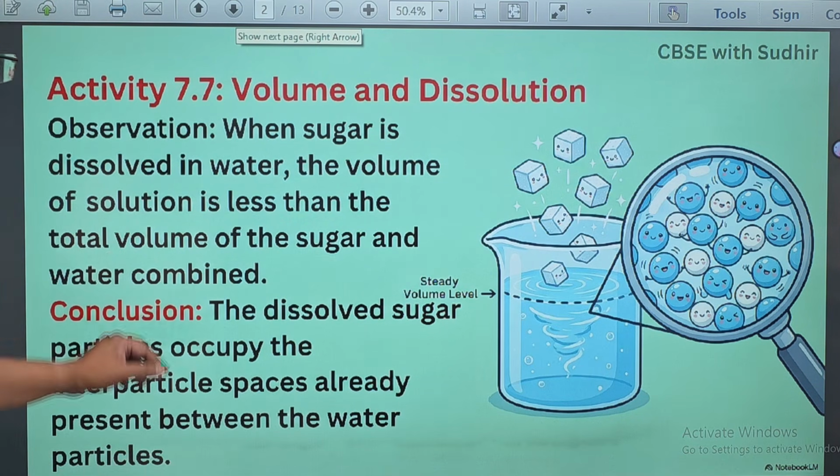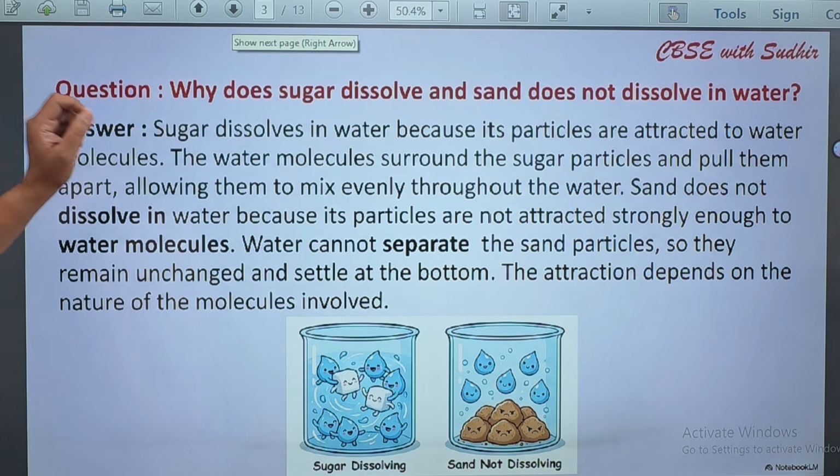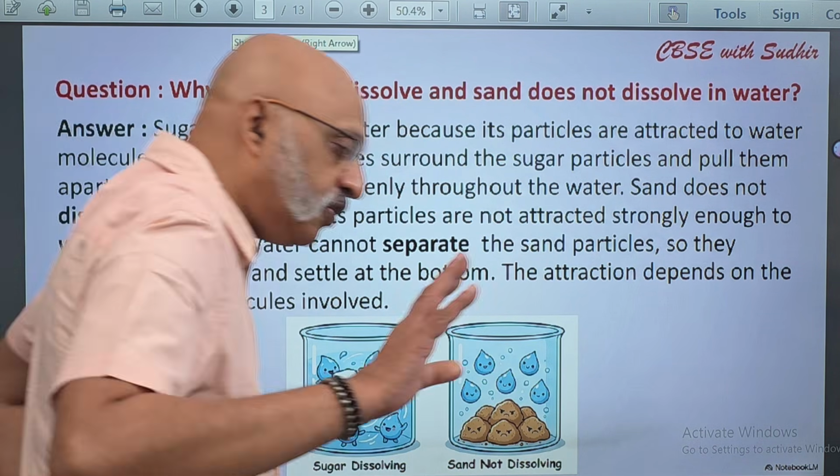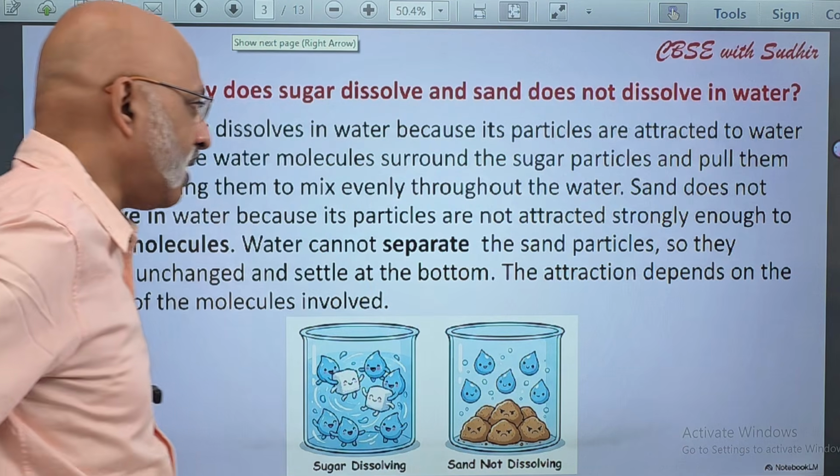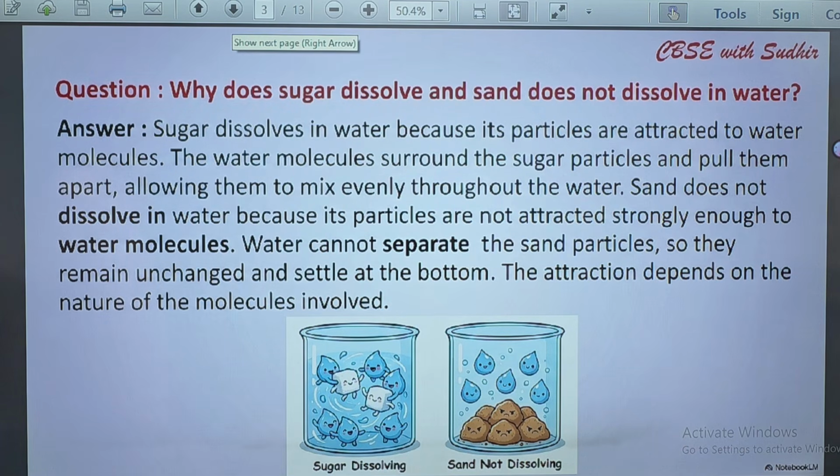Already present between the water particles. Why does sugar dissolve and sand does not dissolve? Now, this is a question which you are very likely to get in the examination. So this is the answer you need to give. You can take a screenshot also.